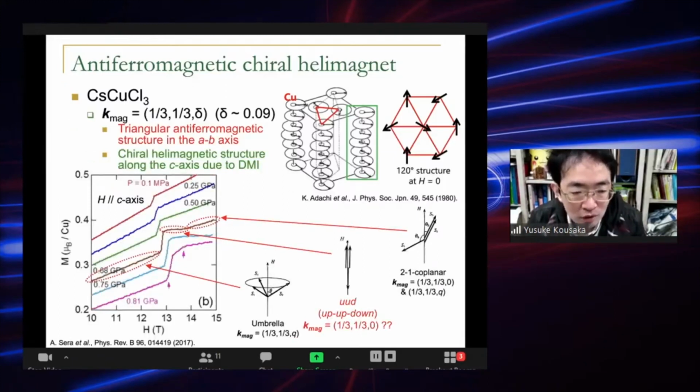So as we go back to the introduction, the magnetization process, we can expect the umbrella phase below 13 Tesla, and around 13 Tesla it can be up-up-down, and finally go to the 2-1 coplanar phase. In that case, the magnetic propagation can be described by 1/3 Q, and in the case of up-up-down, 1/3 Q, and finally 1/3 Q and 1/3 delta.